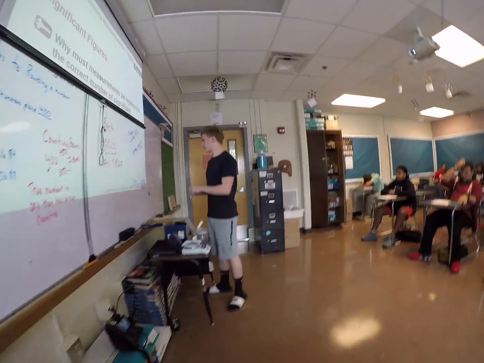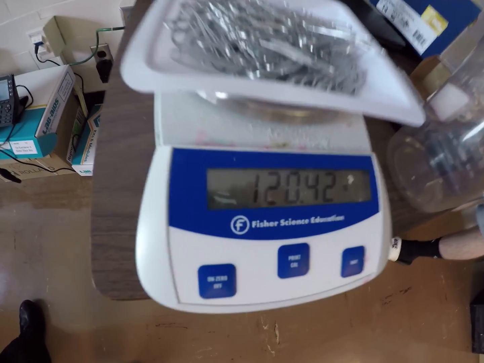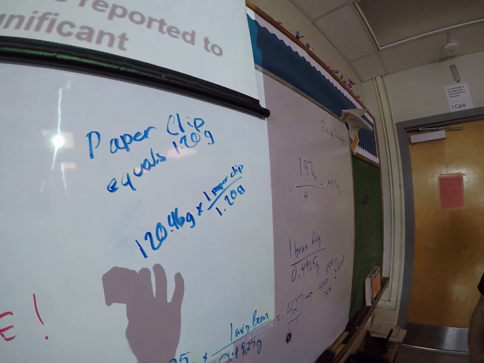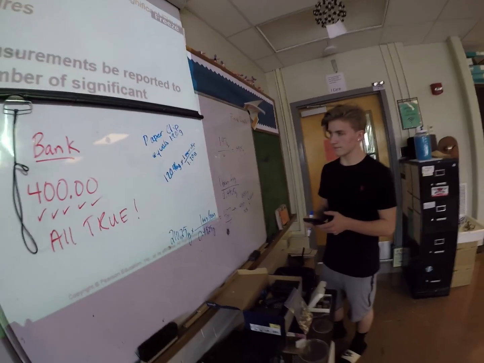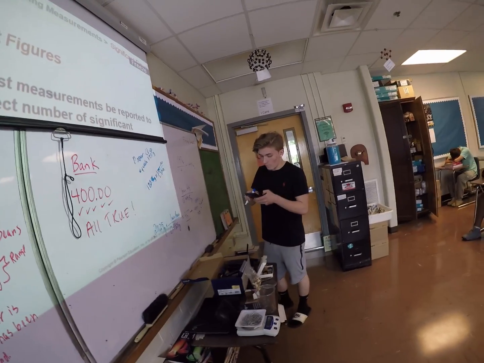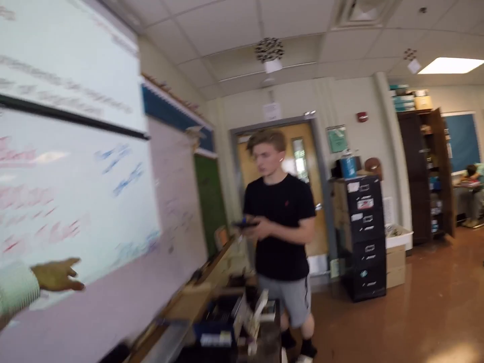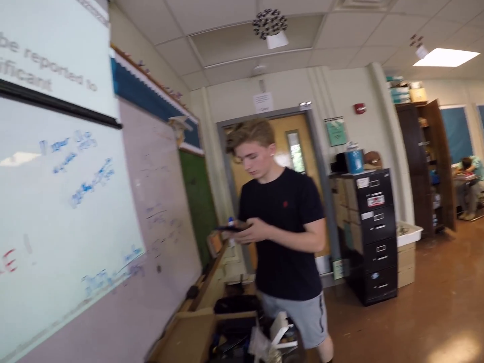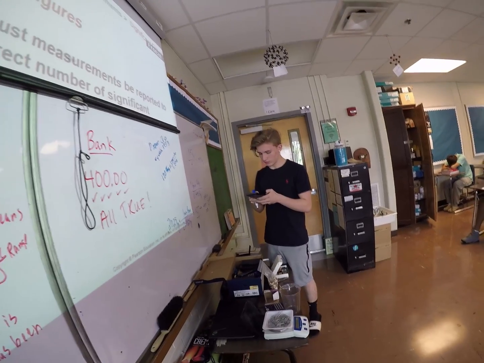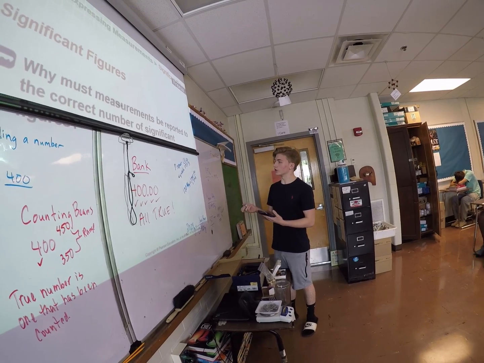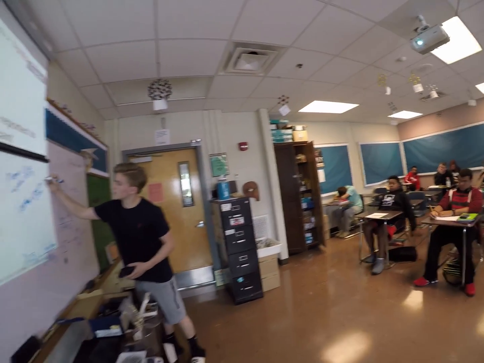Okay, so your total mass for all the paper clips, 120. And you've got 120 total mass divided by the 1 paper clip. And what's your total number of paper clips calculated to be? 120.46 divided by 1.20. 100. Okay, so he calculated 100, right?